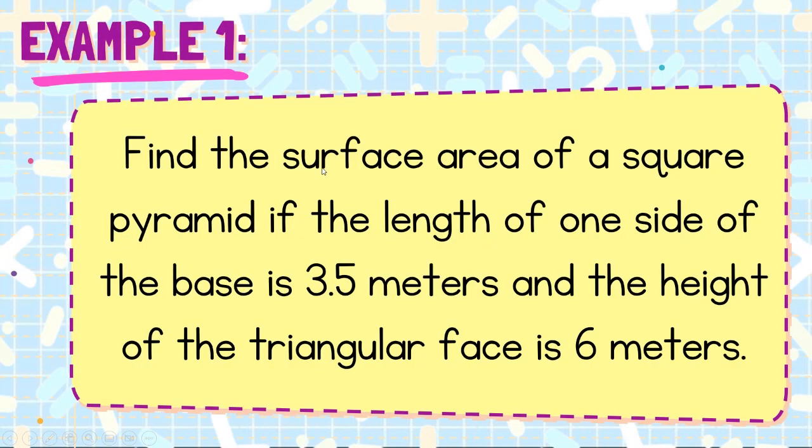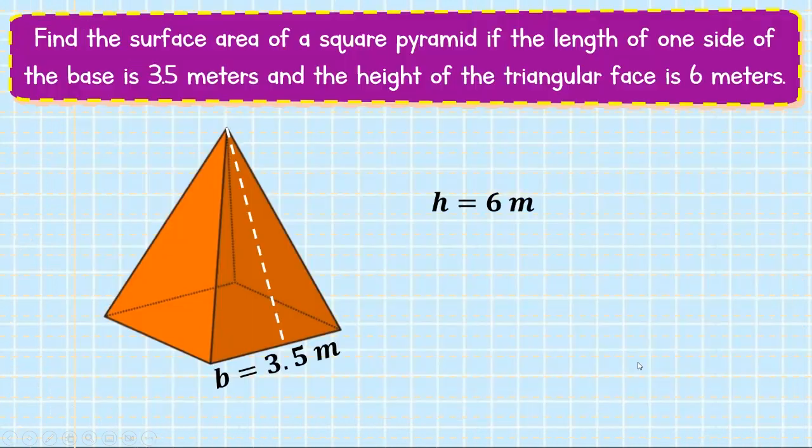Okay, now let's have some examples to further analyze how to solve for the surface area of the following solid figures. Find the surface area of the square pyramid. This is the square pyramid. If the length of one side of the base is 3.5 meters and the height of the triangular faces is 6 meters, let's illustrate. This would be the illustration. We have the base equal to 3.5 meters and the height equal to 6 meters.